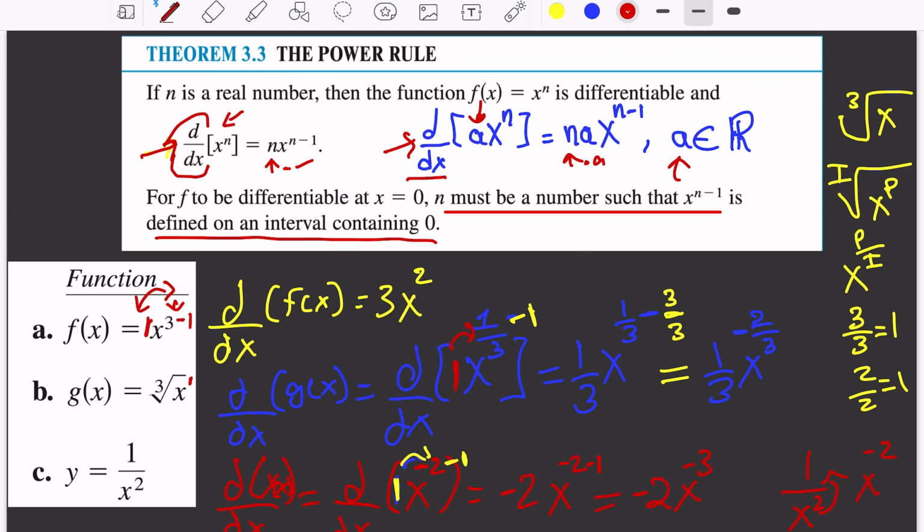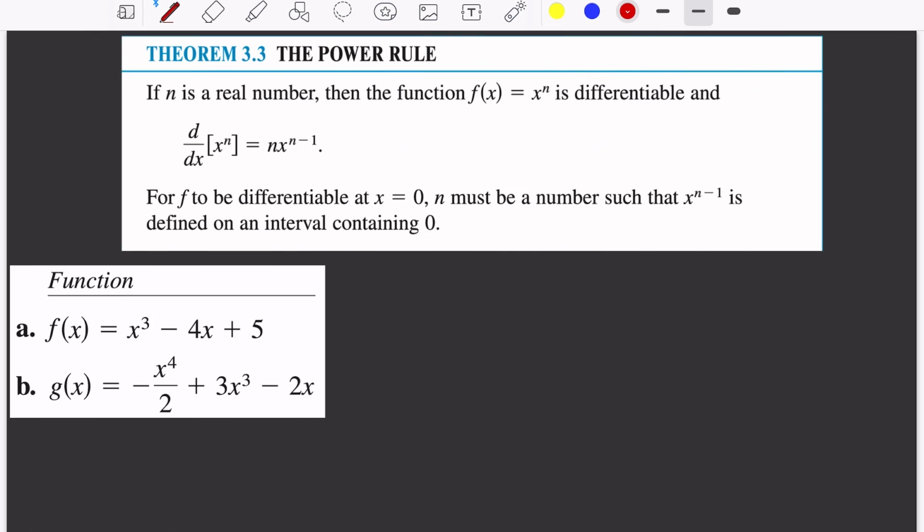Now let's take a look at another example. Here we have the derivative of f of x. Once again, our leading coefficient in this case just happens to be a 1. Our power is 3, so multiply those two. We get 3x, and then we need to take away 1 from this power. Therefore, we get the second power.